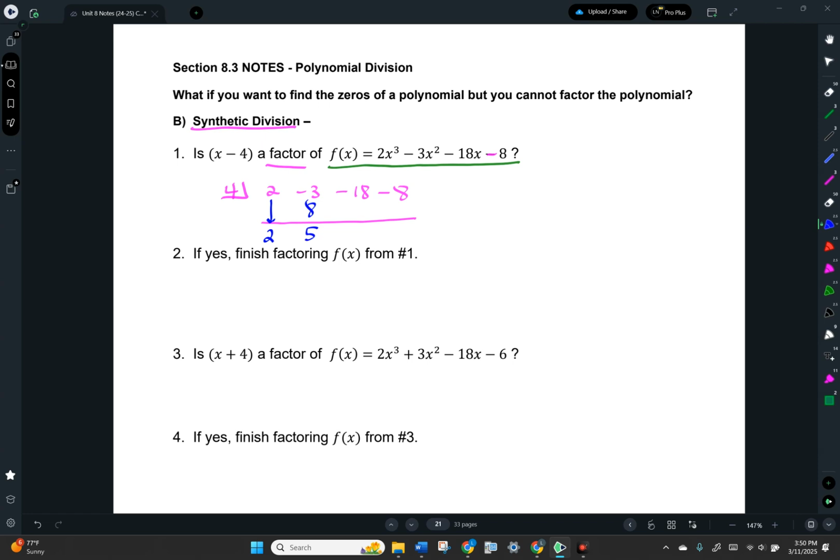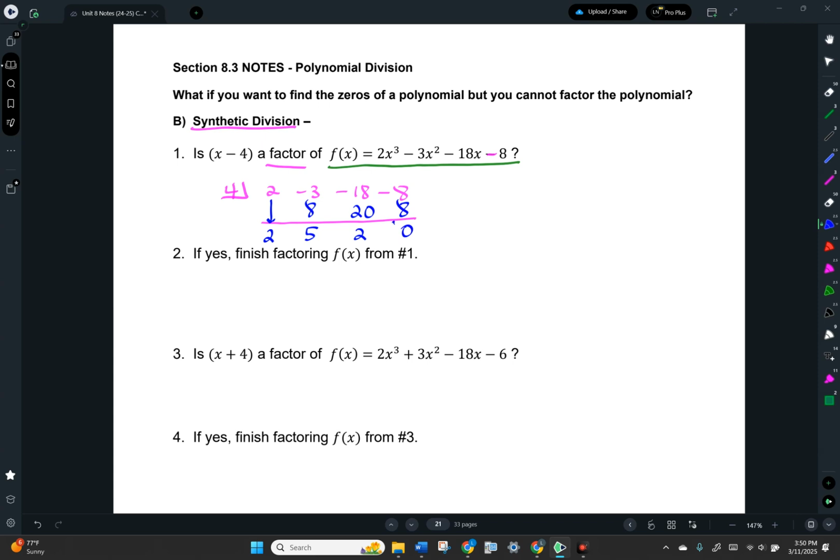over again. So I would say 5 times the 4 that's on the outside is 20, so I put a 20 right here. And then I add straight up and down, negative 18 and 20 is 2. Start the process over. So I multiply the 2 times 4, and I get 8. And then when I add, I get 0. Okay, so I'm finished, and here's the thing.